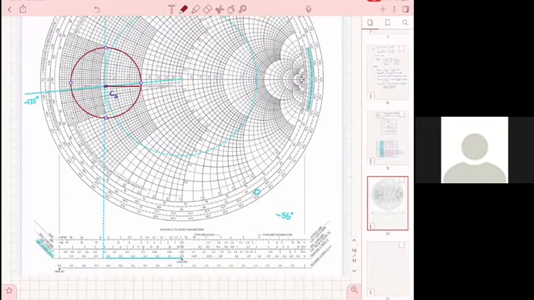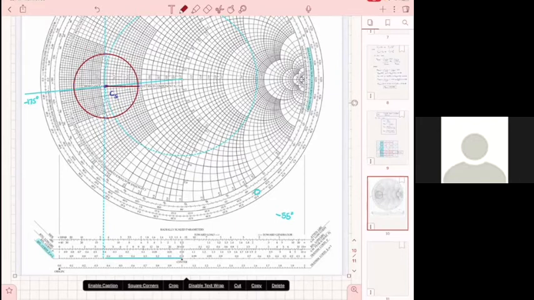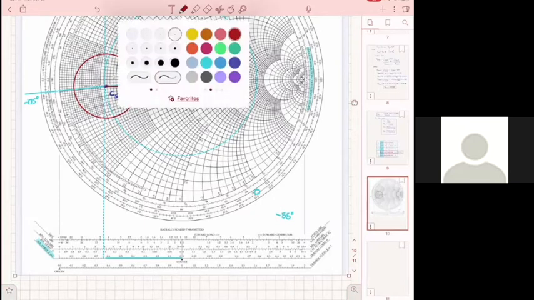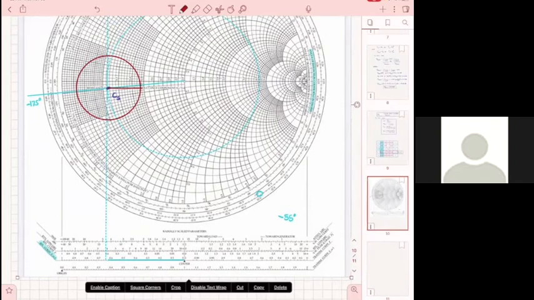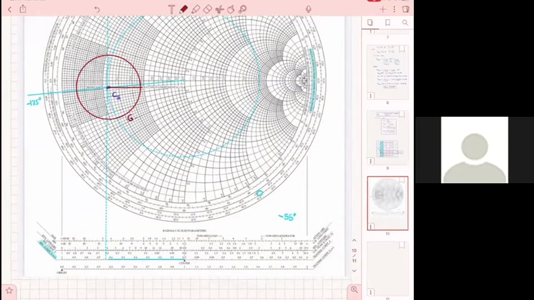And that circle has to be close to that one. Now, this is the radius, that is your G sub S circle.